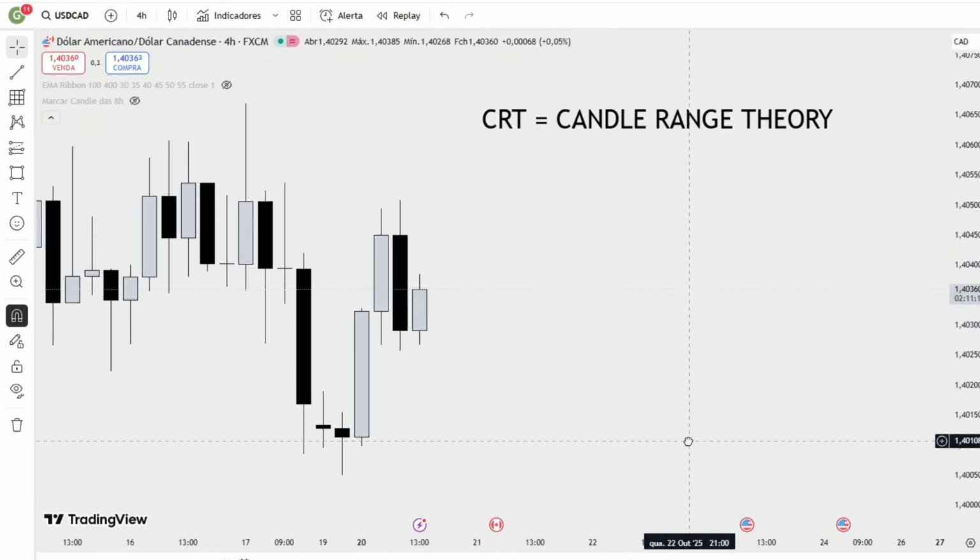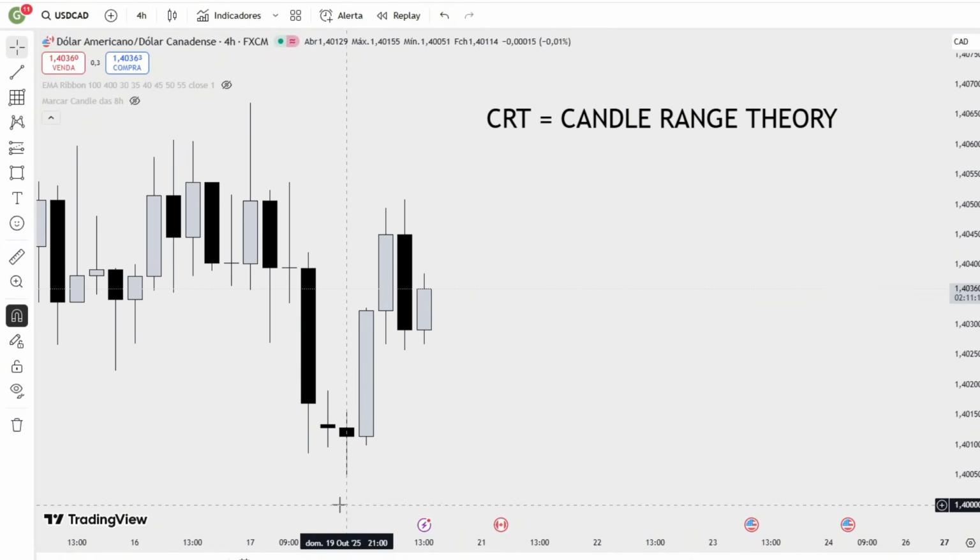If you guys know what a turtle soup and a liquidity grab is, this video should be fine for you. If you don't, I suggest you learn this content before seeing this video, because turtle soup or liquidity sweep is the base of Candle Range Theory.